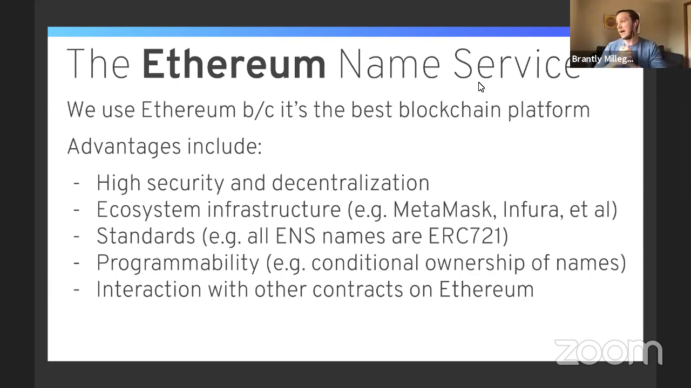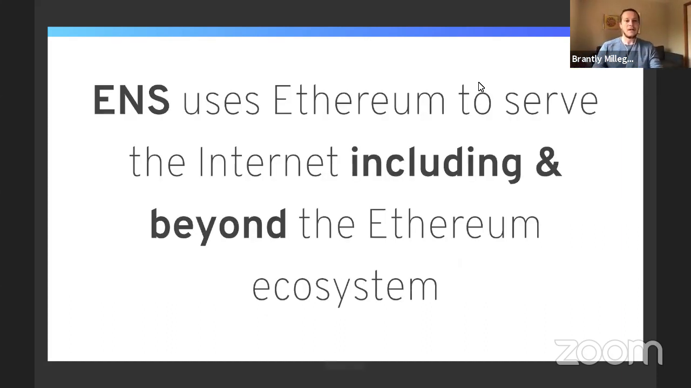So you could have a smart contract that says, and I'm just making this up, when this DAI vault gets liquidated, then automatically transfer this .eth name to this person or something. You can do all that because ENS makes names composable in this whole smart contract ecosystem. So ENS uses Ethereum to serve the internet, including and beyond the Ethereum ecosystem.